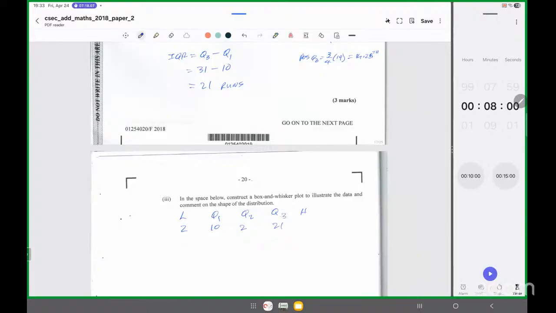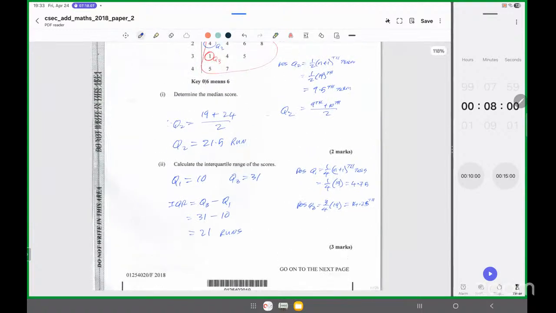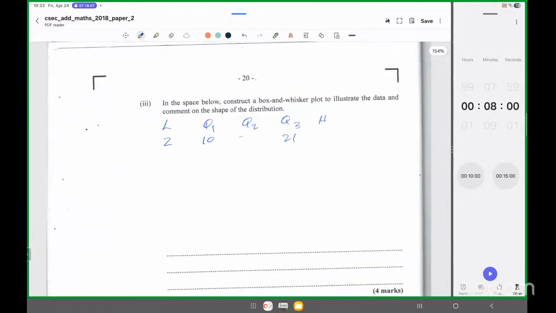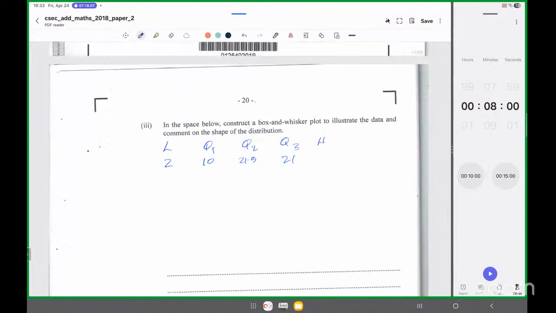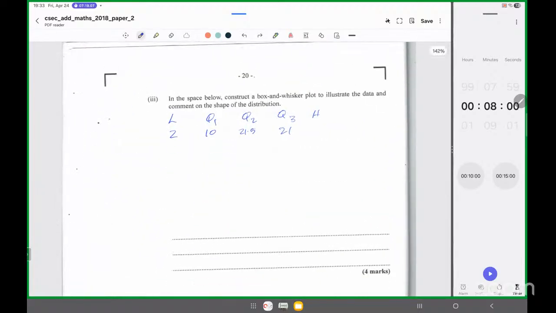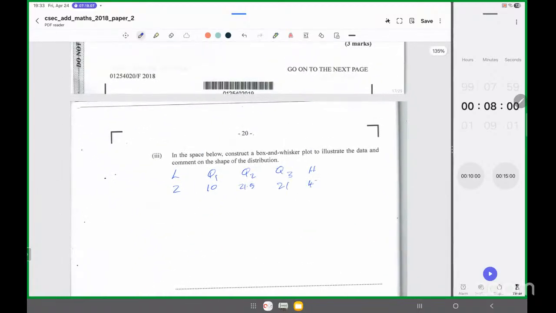What did we get for the median again? We got 21.5. And the highest value is 47. So these are the values that we put on a box and whisker plot.